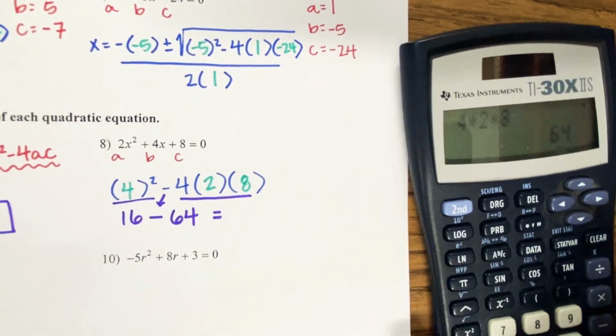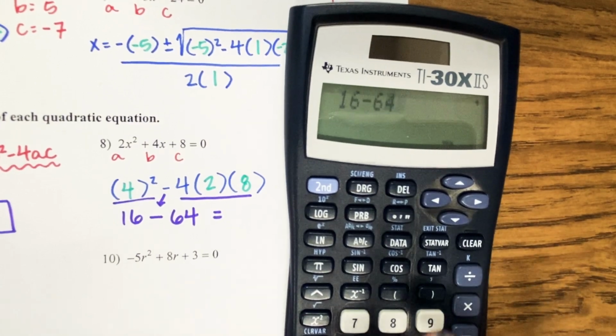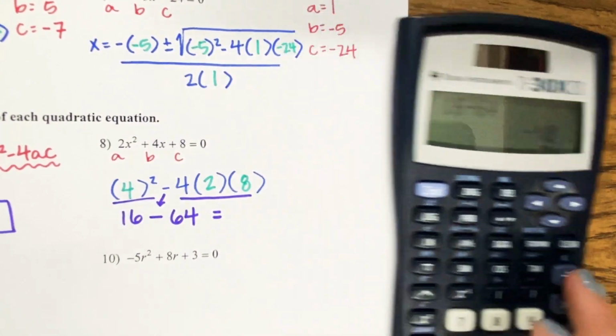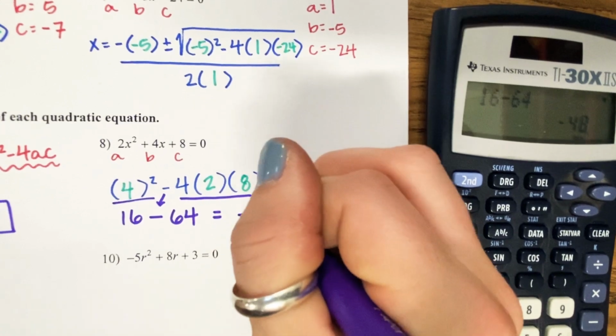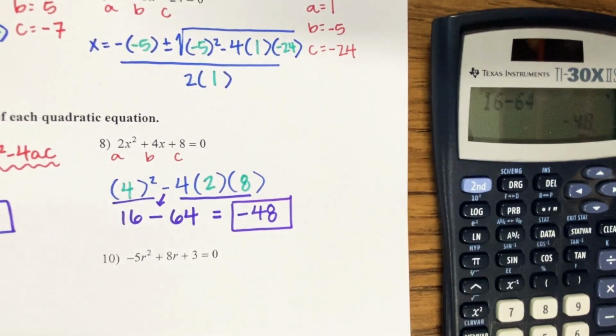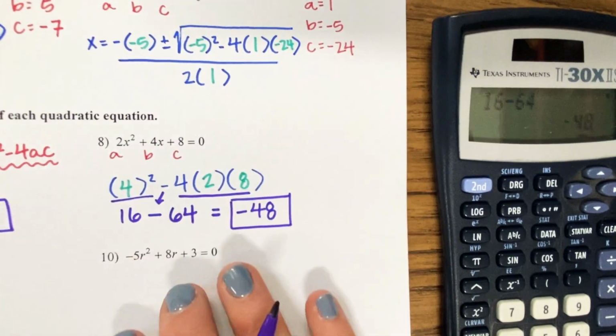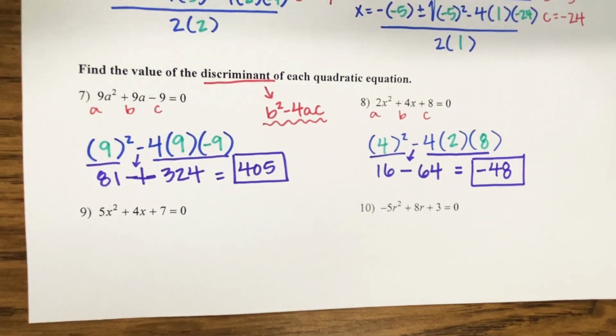Now easy peasy, what is 16 minus 64? And I get negative 48. And there is my answer, my discriminant. It's just that little piece of the quadratic formula. So let's do it again for number 9.